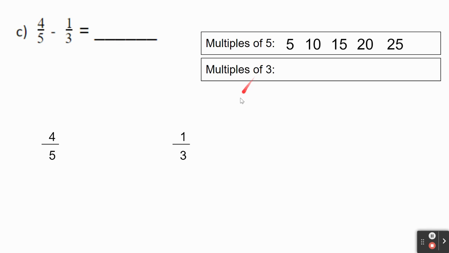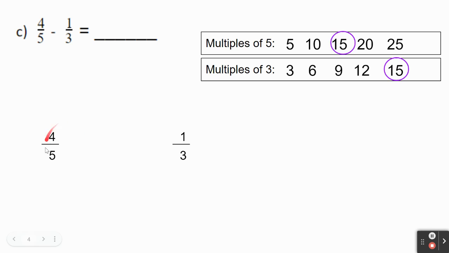Now let's list out the first 5 multiples of 3, since 3 is the denominator of our second fraction. We have 3, 6, 9, 12, and 15. Now let's look carefully at both of these lists to find the first multiple in both lists. We can see that 15 is the first multiple in both lists. That means 15 is going to be our common denominator.